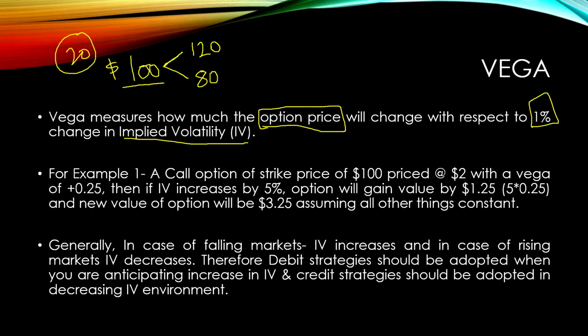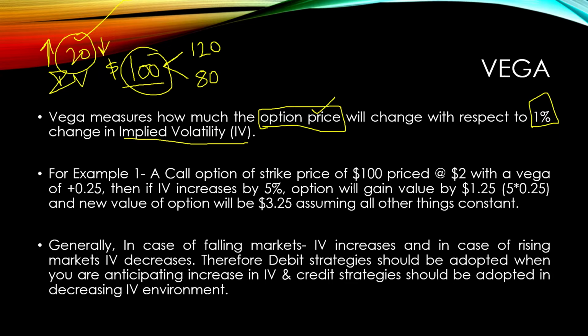So what is Vega? Vega measures the impact of a 1% change in implied volatility on the option price. So this is the Greek which is not related to the price of the underlying, rather it is related to the implied volatility.